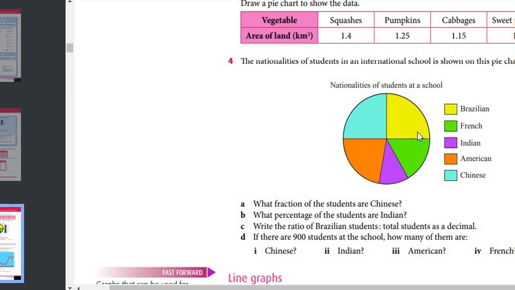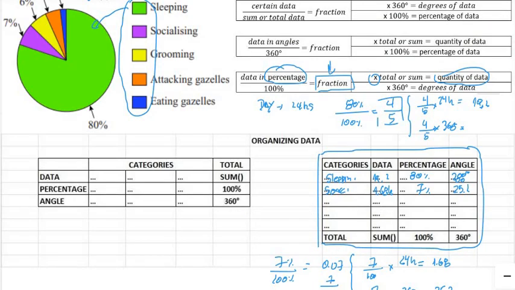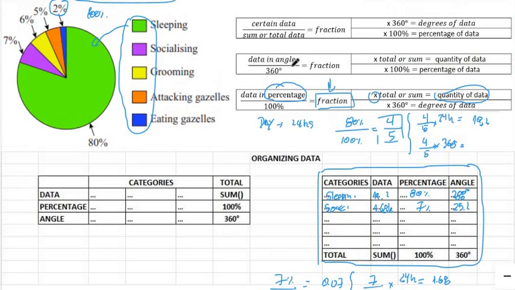So Chinese, what is Chinese? The blue. This is 90 degrees. So 90 degrees divided by 360 is the fraction. What percentage? If you multiply that fraction by 100%, you have the percentage. You have the information in angles, you divide it by 360, and you have the fraction. With that fraction, you multiply by 100%, and you have the percentage in the data. And if you want to know how much of the total it is, you multiply by the total, and you have the quantity.